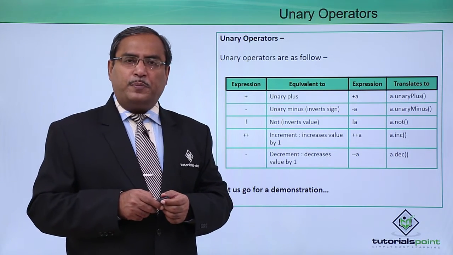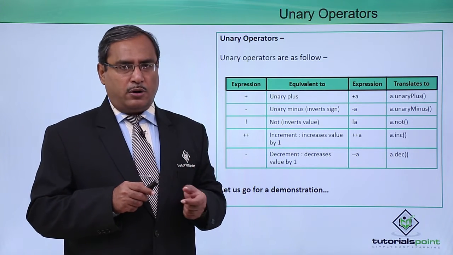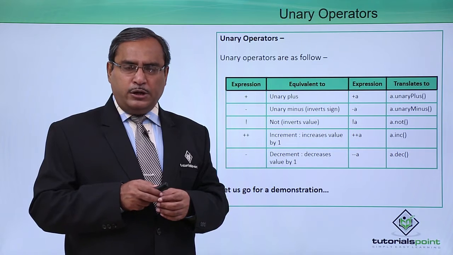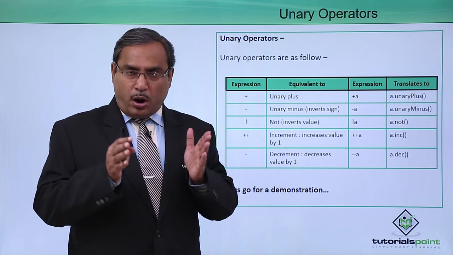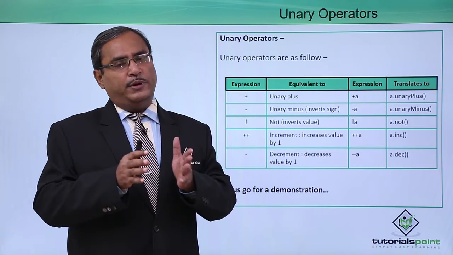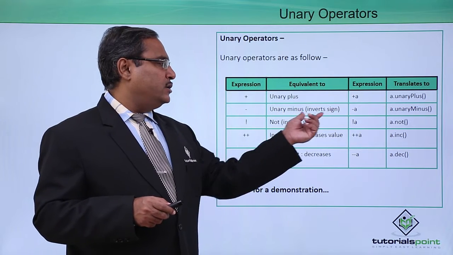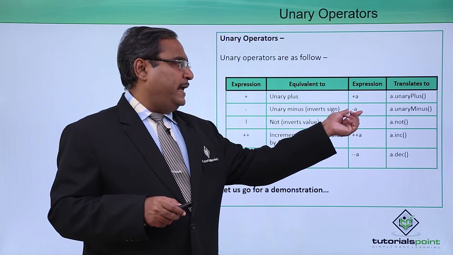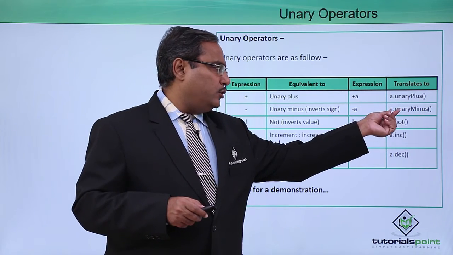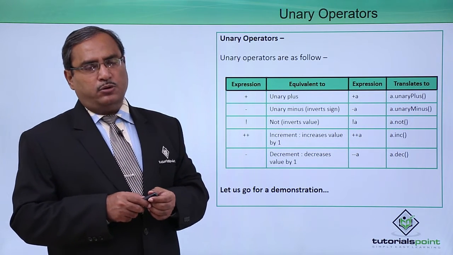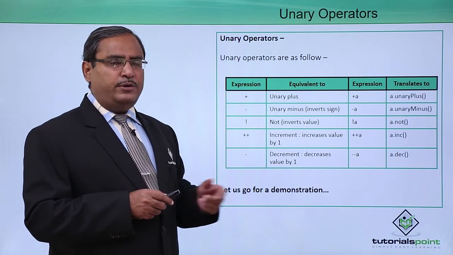We know that unary operators are those operators which require a single operand to be operated on. Otherwise, we can have binary operators, where this plus can also be used with two operands and it will do the addition. Next one is minus, so unary minus, which inverts the sign. The expression will be minus a. In that case, a dot unaryMinus, this function will be called internally. In this way, we have given the list of all unary operators.